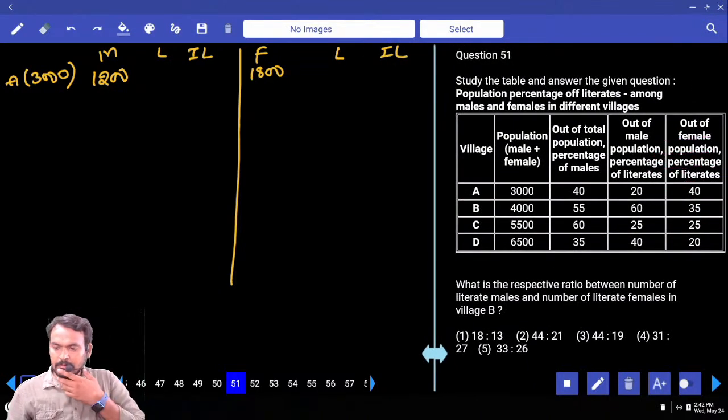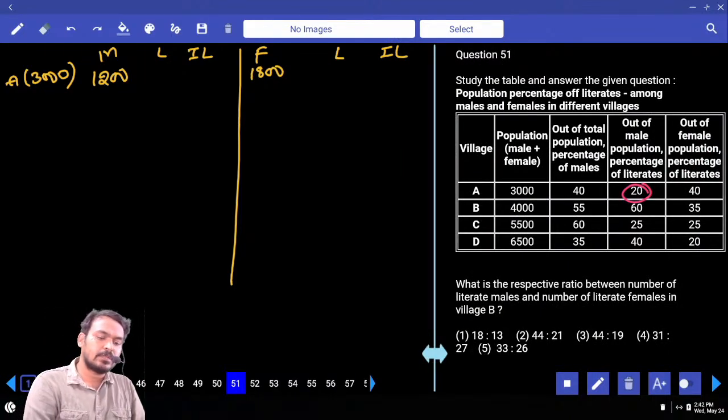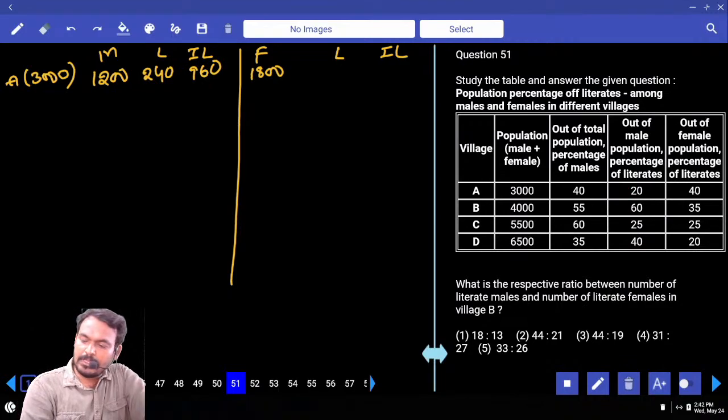What is the first one? 20%. Out of the males, 20% are literate. What is the 20% of 1200? 240. What is the remaining? 960. Next, out of the females, 40% means 720. 720 are literate, means remaining 1080 illiterate.